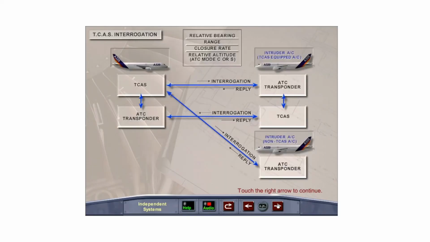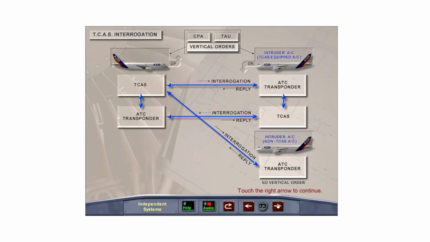The TCAS will interrogate the transponder of any intruder, and with the transponder reply, determine the intruding aircraft's relative bearing, range, closure rate, and if the intruder is configured with a Mode C or S transponder, its relative altitude.